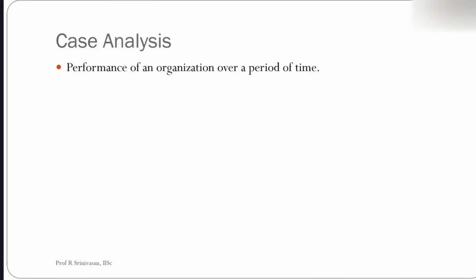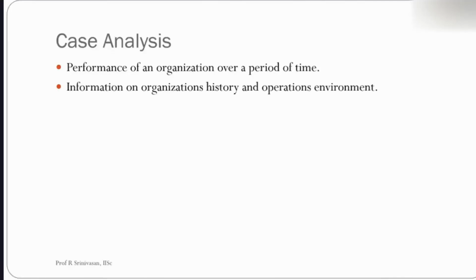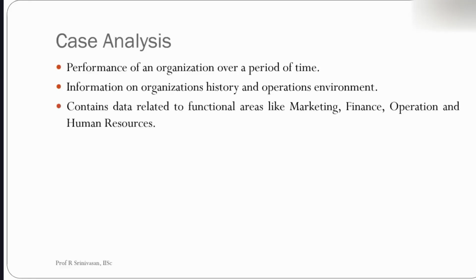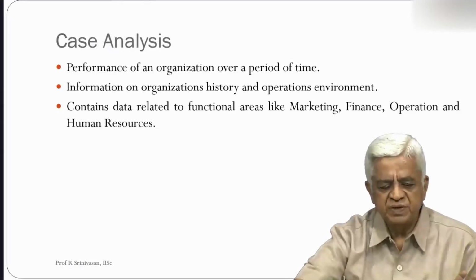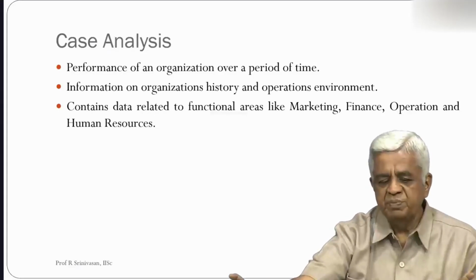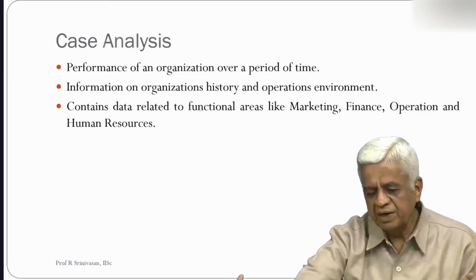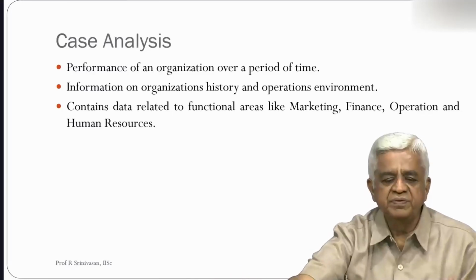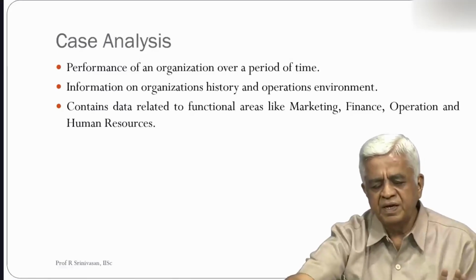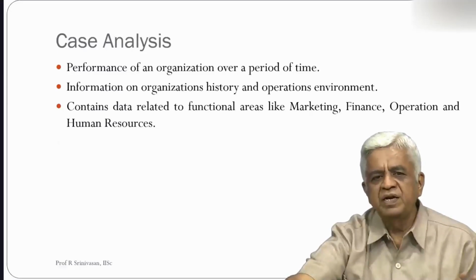When you look at case analysis, what does it give? Basically, we are looking at an organization, its performance over a period of time. When you are looking at the performance of an organization, you should also give the information on the organization's history and the operations environment. How did this organization come into being, and what is the type of environment in which it is operating? A case analysis should essentially contain data with respect to the functional areas like marketing, finance, operation, and human resources. So it is essential in a case that you look at the functional areas of management.